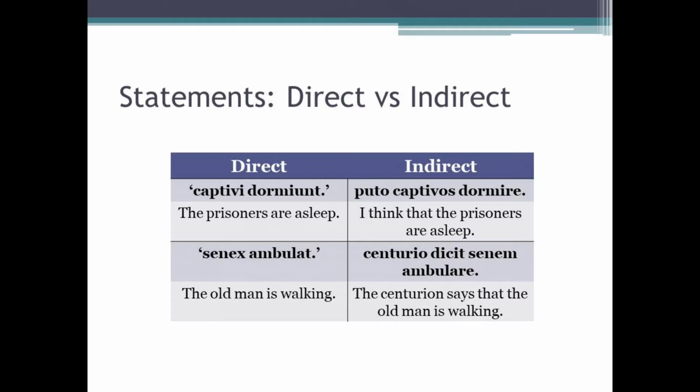And just to finally summarise, you're looking out for three things in an indirect statement: the introductory verb, which we've looked at, the accusative noun, and an infinitive.